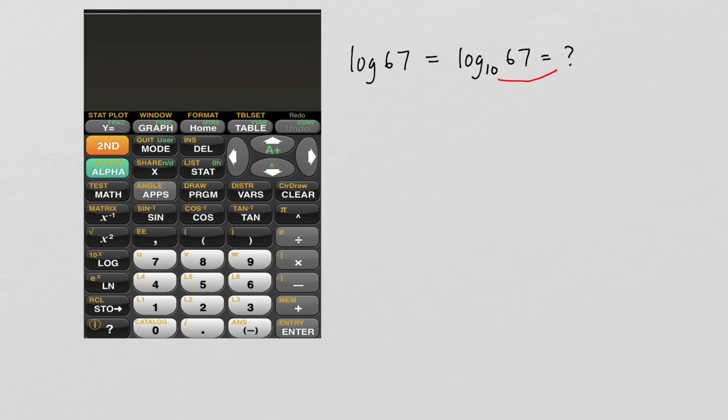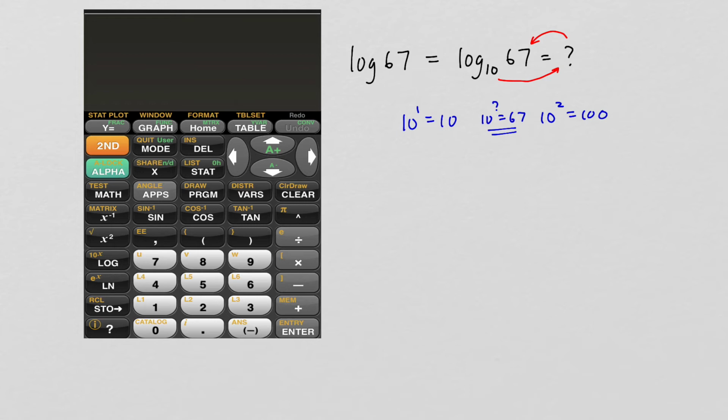Well, do you know what power of 10 is equal to 67? I don't think so, right? You know 10 to the first power is 10, and you know 10 to the second power is 100, but we're saying, what is the power of 10 to get 67? Well, we don't know, right?